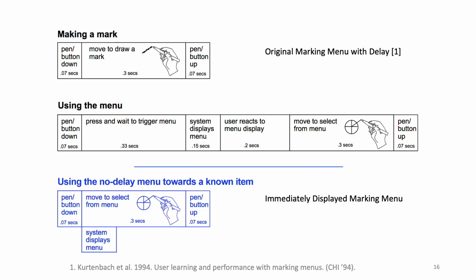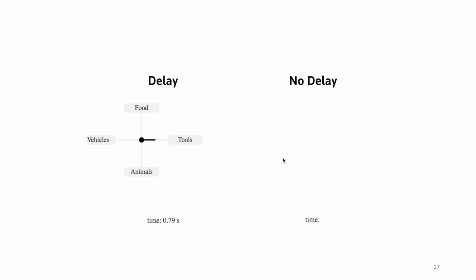We wish to study these two menu interfaces, the original marking menus and immediately displayed marking menus, to see how they fared against each other. To more concretely visualize this, here is an example of selection comparing these two marking menus that we looked at.